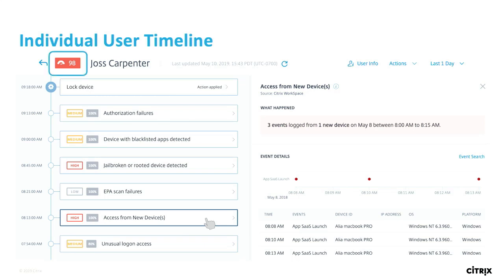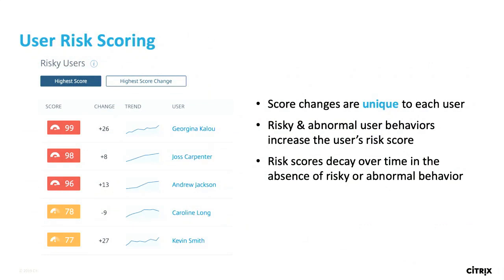The last thing on this page is the risk score. So that's in the upper left here. Joss is a high-risk user. Score is 98 out of 100. And I don't want to go into a lot of detail about the risk score, but the things you have to know are this.